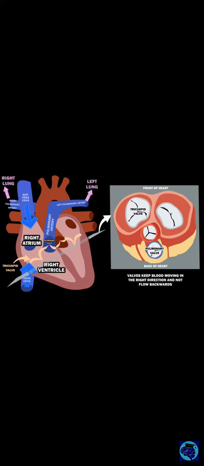In the lungs, gas exchange occurs. The blood discards carbon dioxide and picks up oxygen. Now, blood comes back from the lungs through the pulmonary veins, entering the left atrium. Next, the blood is pumped into the left ventricle through the mitral or bicuspid valve.